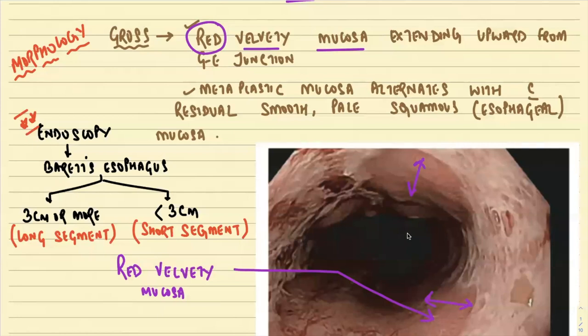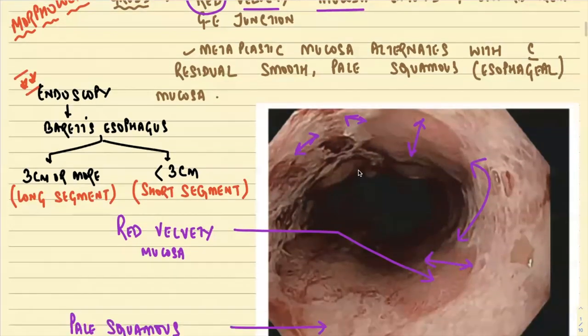Very important. Now, the Barrett's metaplasia is alternating with certain areas which are basically pale in color. Can you appreciate, everyone, a pale colored area in between the Barrett's esophagus? Yes. This area is the area of a normal esophageal lining, that is, a squamous epithelial lining. So the metaplastic mucosa, which is the Barrett's mucosa, is alternating with the residual smooth pale squamous mucosa, which is the normal esophageal mucosa in the lower part of the esophagus.